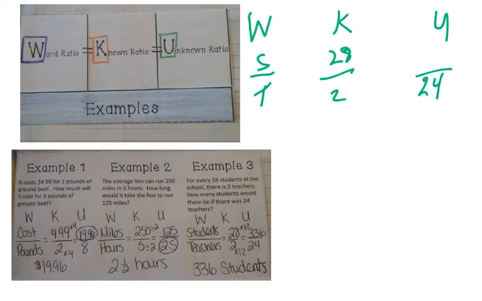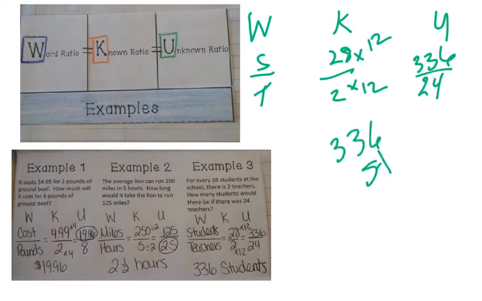How do I get from 2 to 24? I multiply by 12. If I multiply my denominator by 12, I have to multiply my numerator by 12. And 28 times 12 is 336. So there would be 336 students. Okay? So that is how we use the identity property right here to make equivalent ratios.